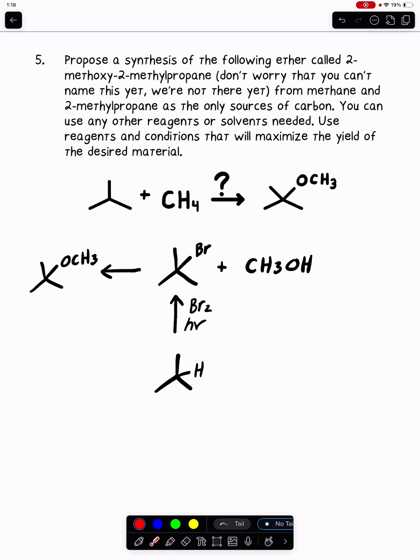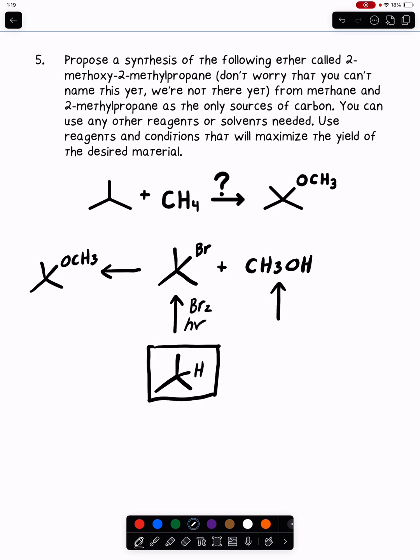So yes, chlorine will work, but it is not the best answer. So this gets us back to a permitted starting material, so we're done with that. Now I'm going to come back to this alcohol, methanol. Remember, I got to make this thing from methane.